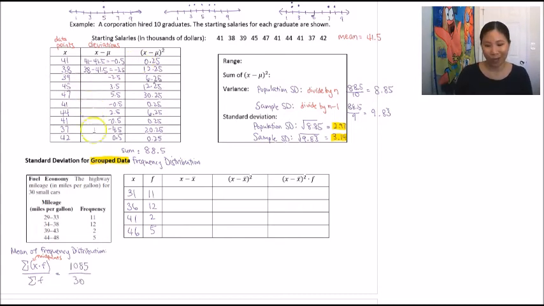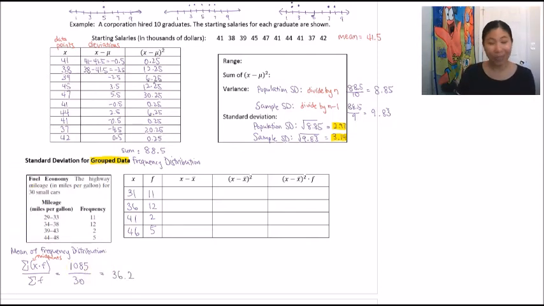So when I multiplied each of my midpoints and my frequencies together and then added up all those products, I ended up with 1,085, and then I'm going to divide by all my frequencies added together, which came out to 30. So overall, my mean of this frequency distribution ended up being 36.2 if I rounded to one decimal place.